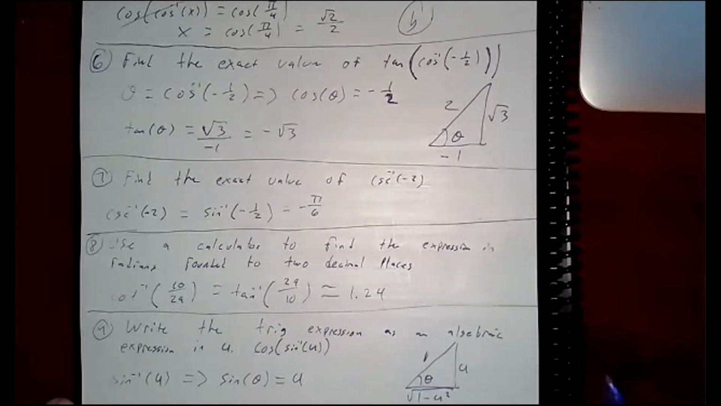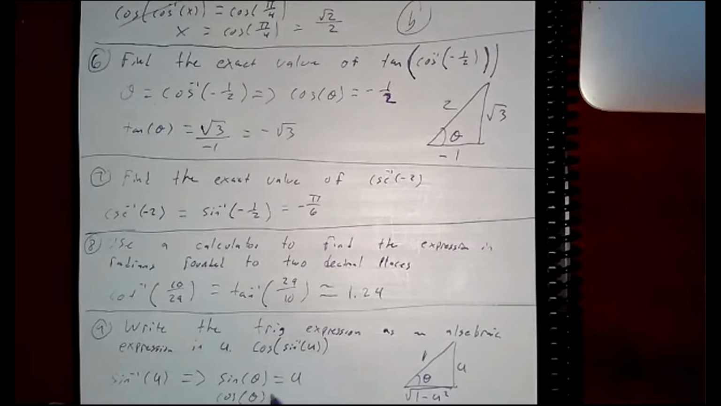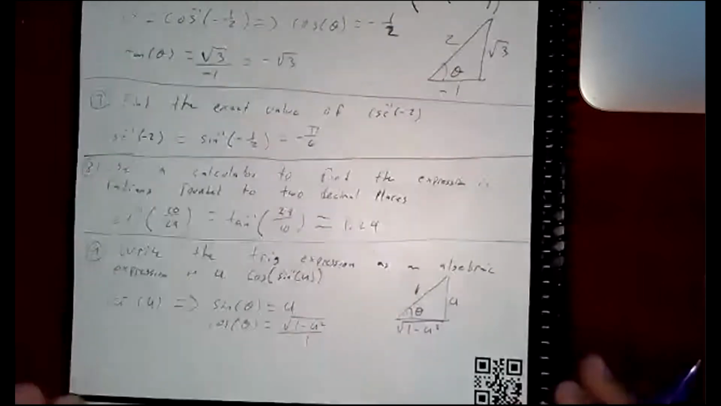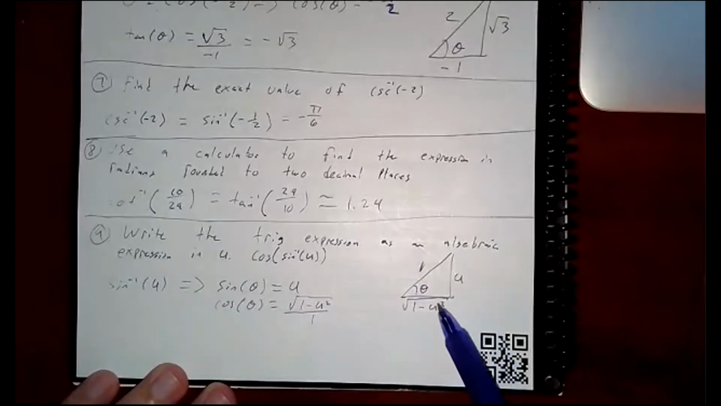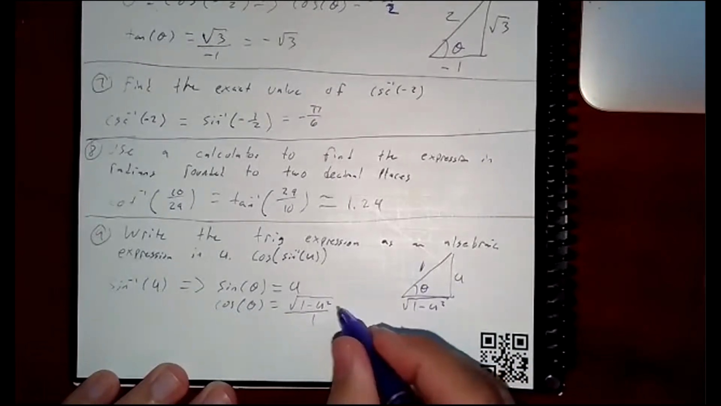So cosine of theta will equal this over that, so square root of 1 minus U squared over 1. Cosine theta is adjacent over hypotenuse, so of course it's just this.